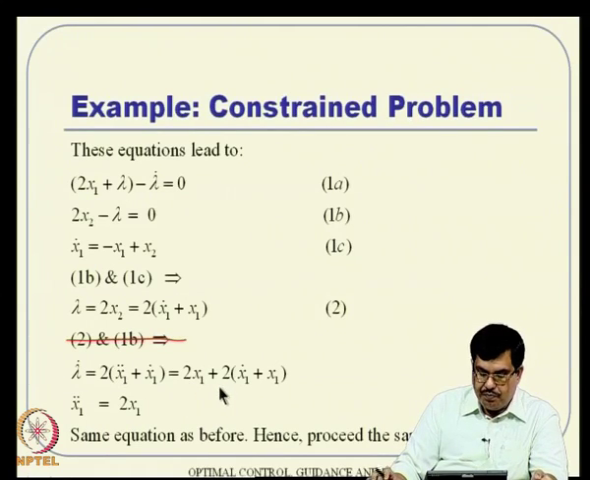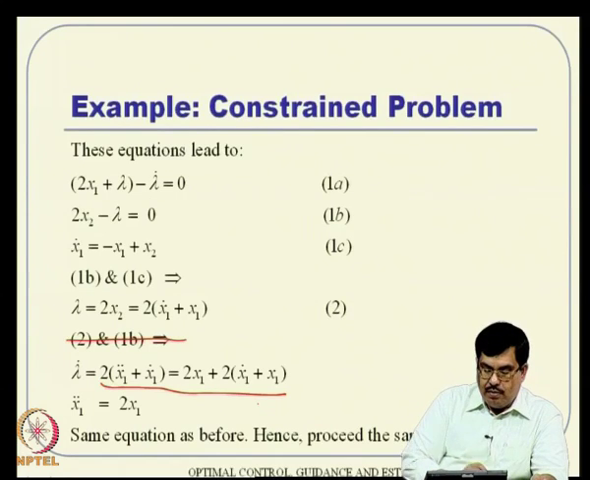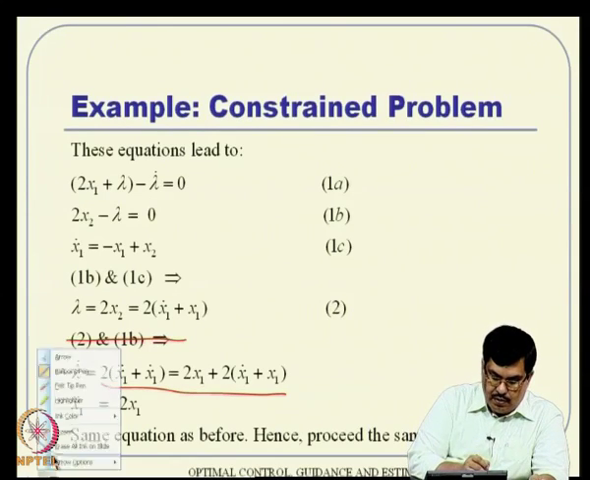Ultimately the point here is lambda dot, which you can use with equation 1a: lambda dot is nothing but 2x1 plus lambda, and then again lambda is substituted like this. So you play around with these three equations after taking this derivative, and you will end up with something like this. If you look at these two equations now, your 2x1 and 2x1 get cancelled out.